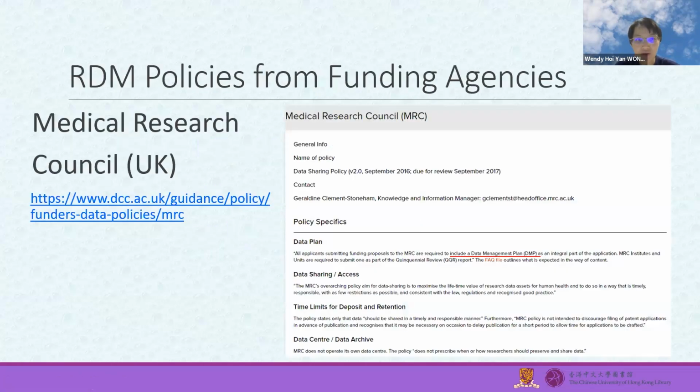Other than UGC, other funding agencies in the world also have different RDM requirements in their funding applications. For example, the UK Medical Research Council asks you to include a data management plan, and they have their own DMP template. If you are applying for a Medical Research Council grant, then you have to use their research data management plan template.